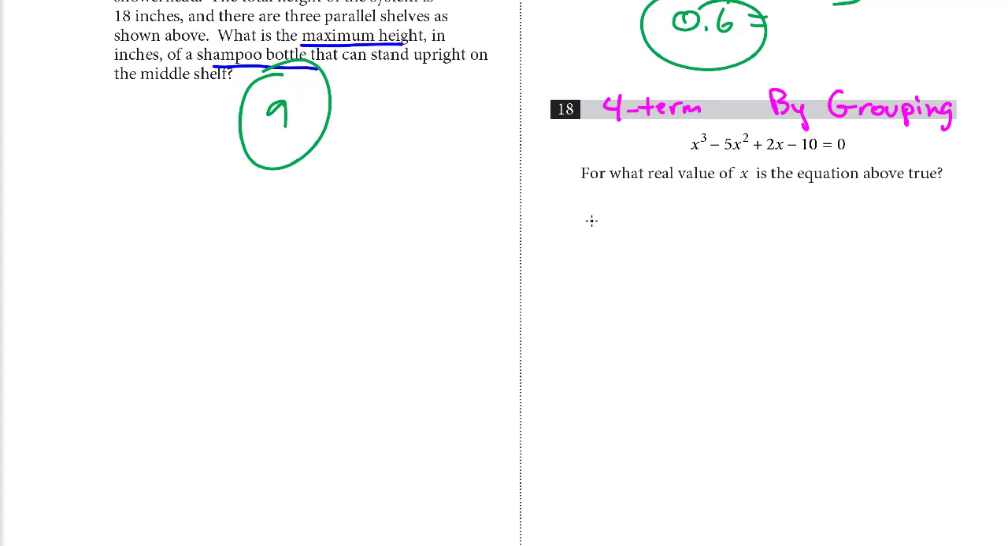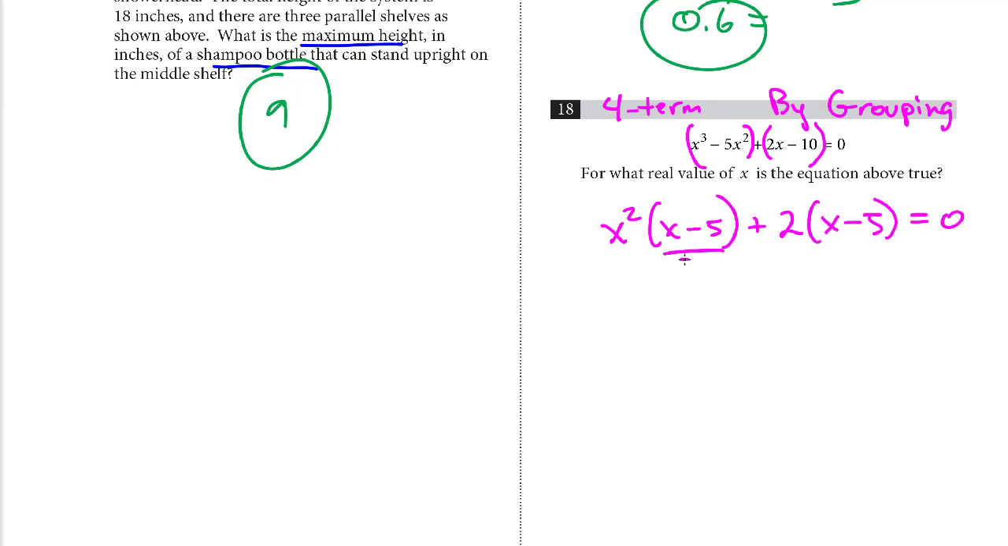So how do I do that? First things first, I'm going to group as follows. Put parentheses around the first 2 terms, parentheses around the second 2 terms. I'm going to factor out of the first parentheses. I can pull an x squared outside my parentheses, common factor, leaving x minus 5 within the parentheses. Plus, I can pull a 2 as a common factor between 2x and minus 10. So that leaves me x minus 5 in parentheses equals 0.